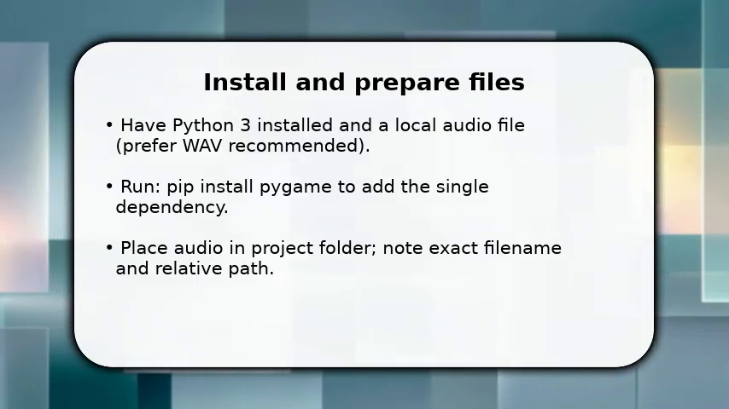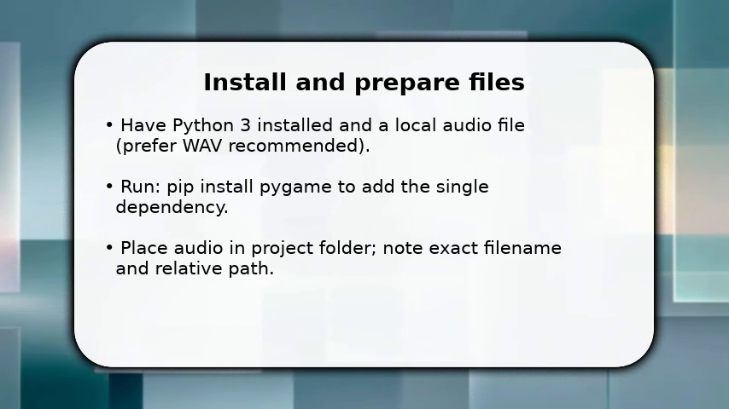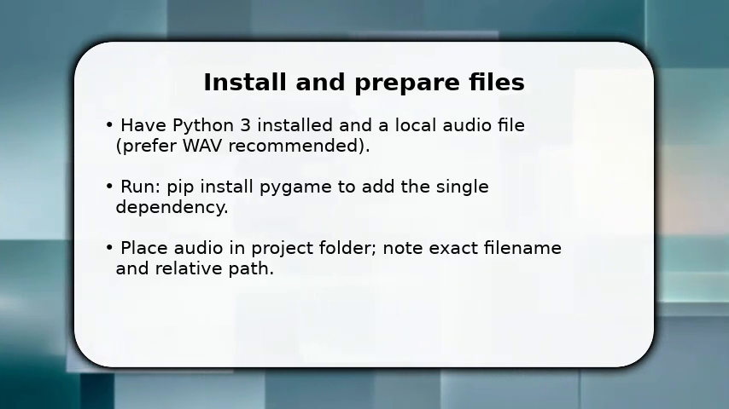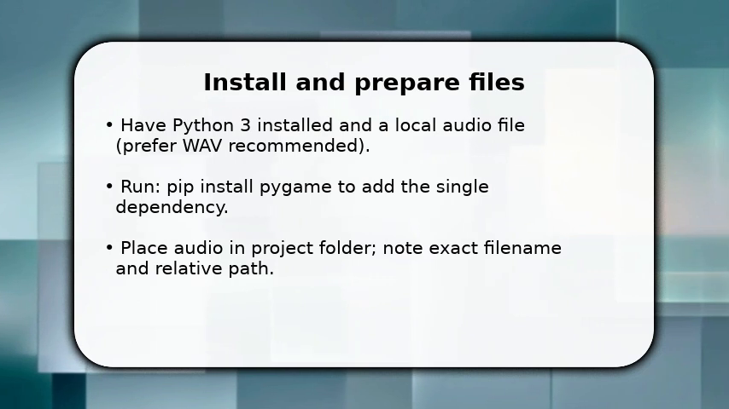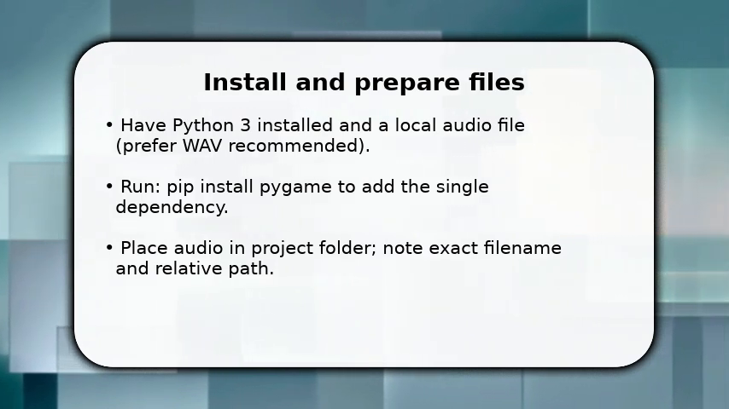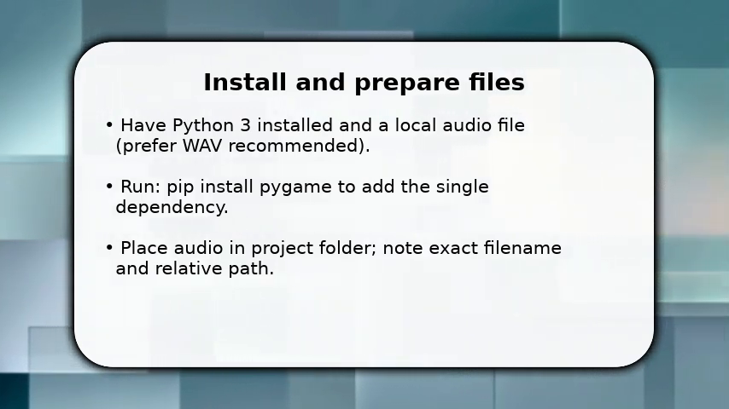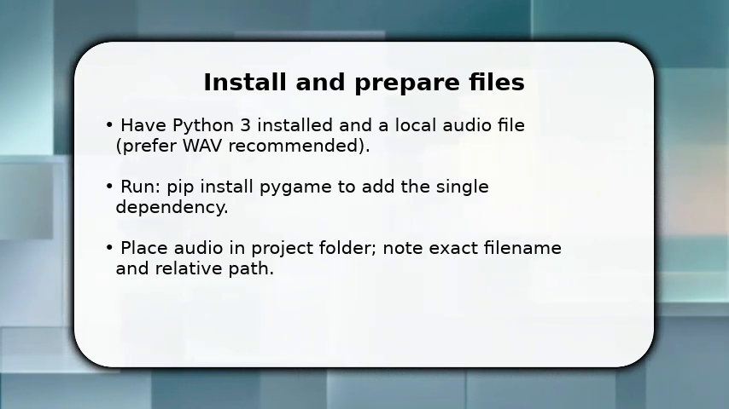You start by installing the library and placing a file where Python can read it. Once done, run pip install pygame to get the audio backend. Make sure the file is accessible by path; using WAV avoids format hassles.